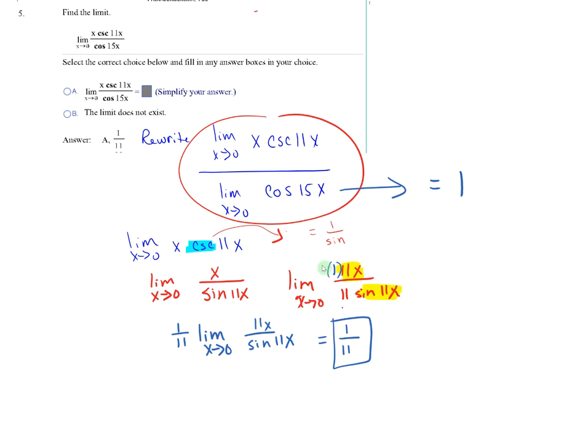Okay? Now, this 1 over 11 can come out to the front of the limit sign. 1 over 11, limit as x approaches 0, 11x over sine 11x. That argument is the same as that number, so that becomes a 1. And so you've got 1/11 times this whole thing is 1, so you have 1 over 11. Okay? Always have to keep in mind what we're trying to get because we want to use the rule.